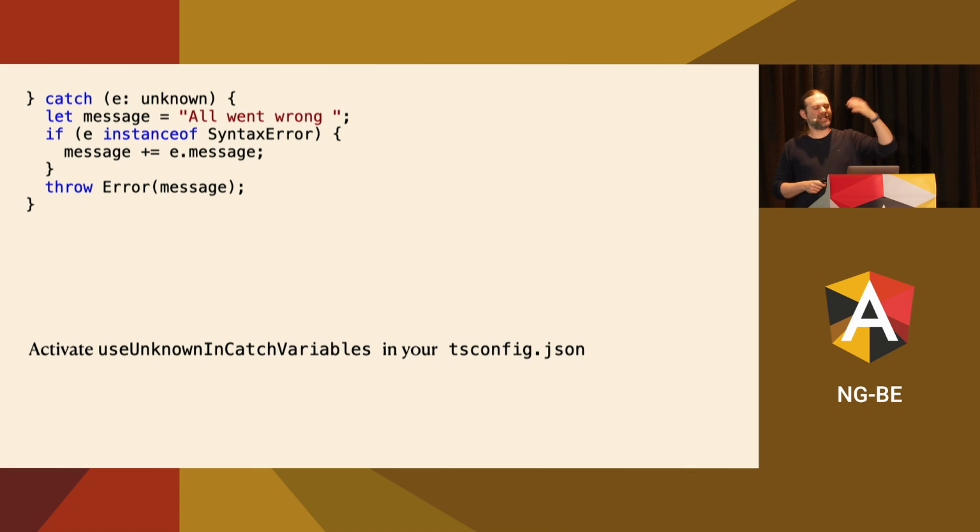So we say e is of type unknown, and then we check e instanceof SyntaxError and append the message to it. Fantastic. You can also activate useUnknownInCatchVariables in your tsconfig.json. Then e is by default unknown. Great feature. Definitely activate it. Second problem, second mitigation.